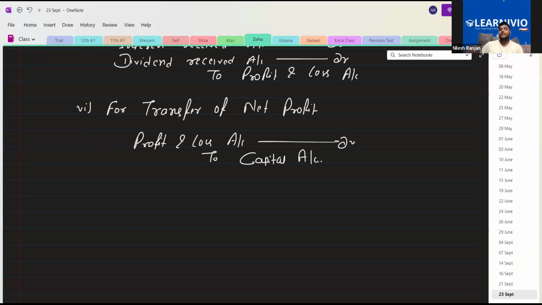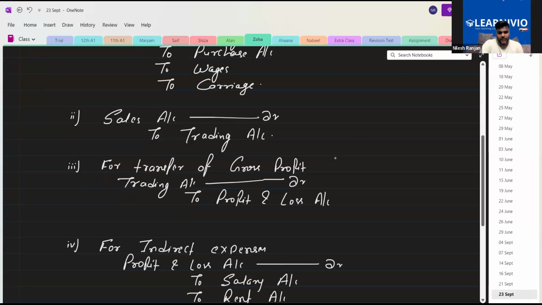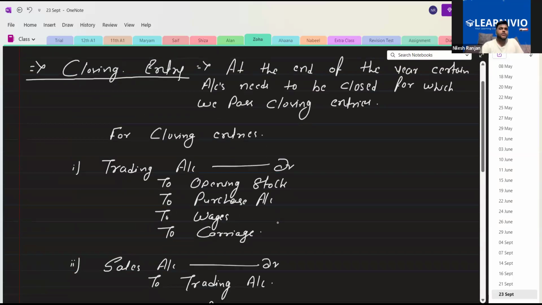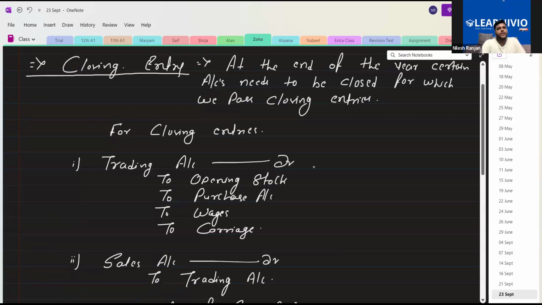Now, let's say there is a net loss. In that case, this entry will be reversed, just opposite: capital account debit to profit and loss account. Same with the gross profit account. For transfer of gross loss, it will be profit and loss account debit to trading account. So please write all these entries. After that, we will do adjustments.